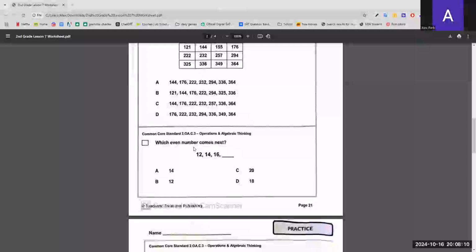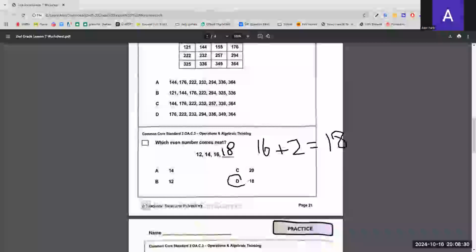All right, which even number comes next? 12, 14, 16. So we're adding by 2 every time. 12 plus 2 is 14. 14 plus 2 is 16. If you do 16 plus 2, that will get us 18. And that is the same as letter D.